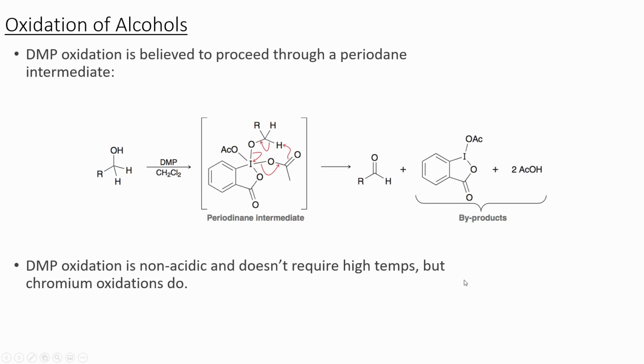So the oxidation for this is going to be a cyclic transition state here, and it'll also form acetic acid as a byproduct. So as the reaction goes to completion, you can kind of get a whiff of vinegar out of the reaction mixture.